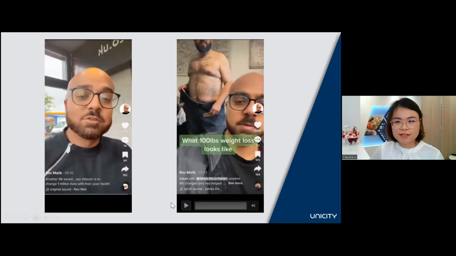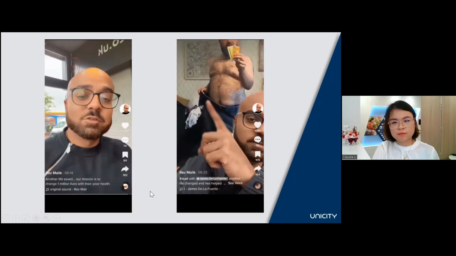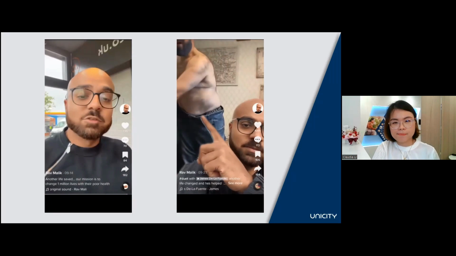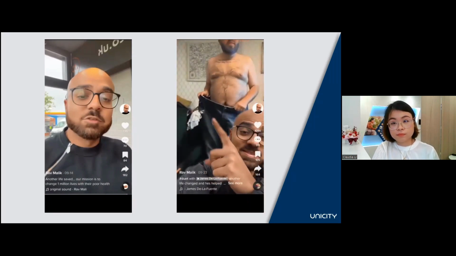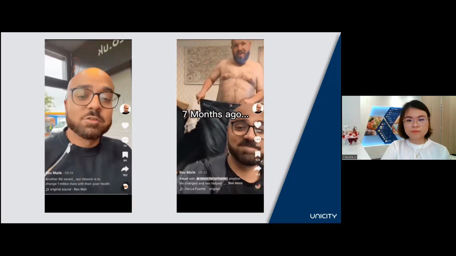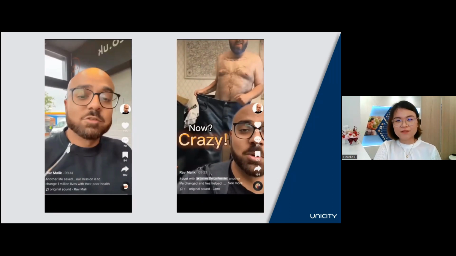All right, the next one. 100 pounds weight loss looks like. Plant-based products. In 34 weeks, I've lost 101 pounds. But 34 weeks ago, I used to fit in these jeans. Now look at them. Well, look at how these jeans used to be double his size, and now he can just fit into new jeans.